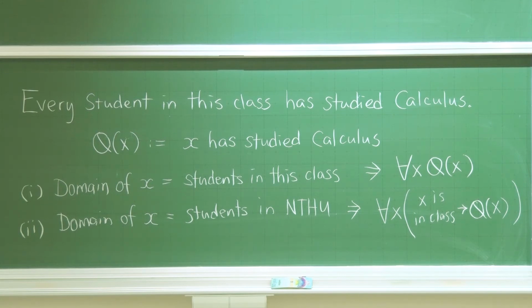And you will see that the only case that we can make this thing false is what? The only case that this statement is false is you really find someone in our class, but this person has not studied calculus. This is the only case that is false, and it is the only case that this sentence is false. Is that okay?